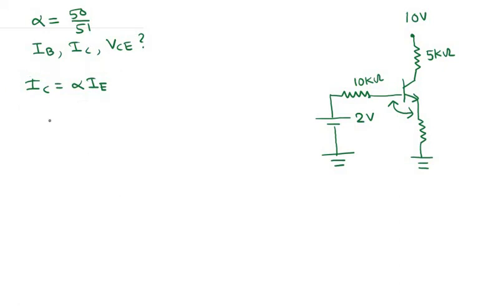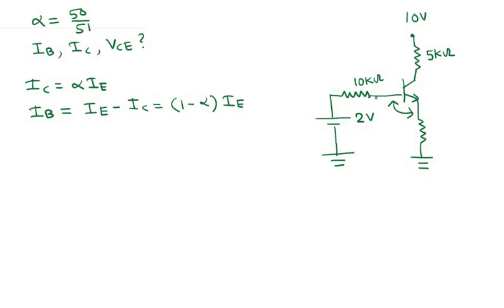Okay, so the base current IB is equal to IE minus IC. So this is basically (1 minus alpha) times IE.